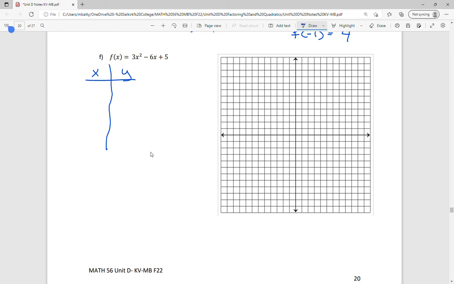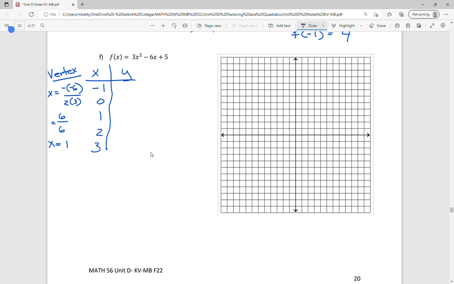Central to this concept of the table method is knowing where to start. So I'm going to start with the x of my vertex is -b all over 2a. So we've got 6 divided by 6, or x equals 1. So that's going to be the central number on my x column. Smaller than that, I'd have a 0 and a -1. And bigger than that, I'd have a 2 and a 3.